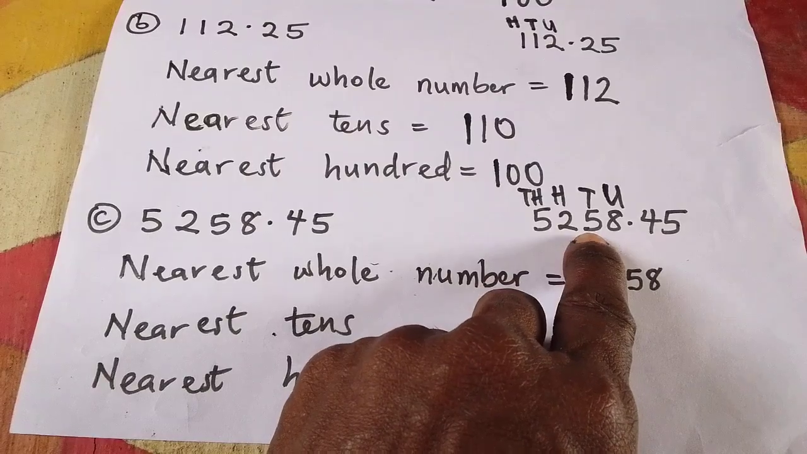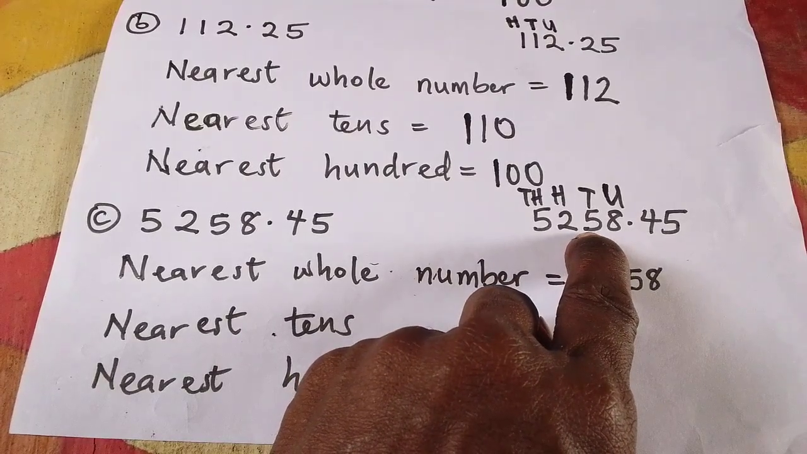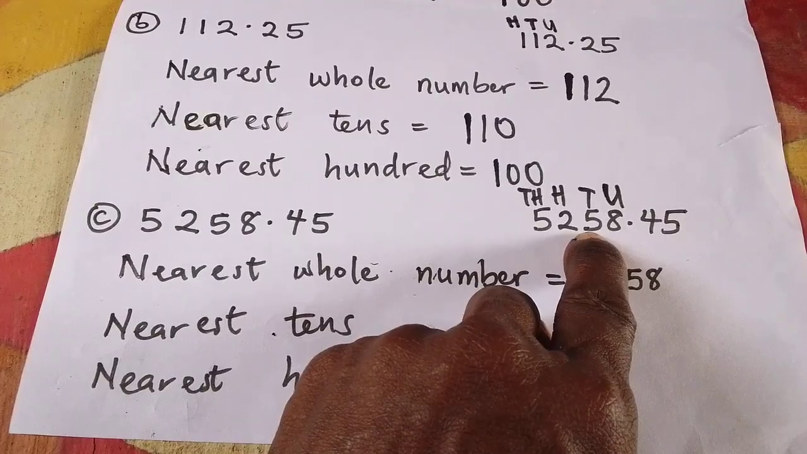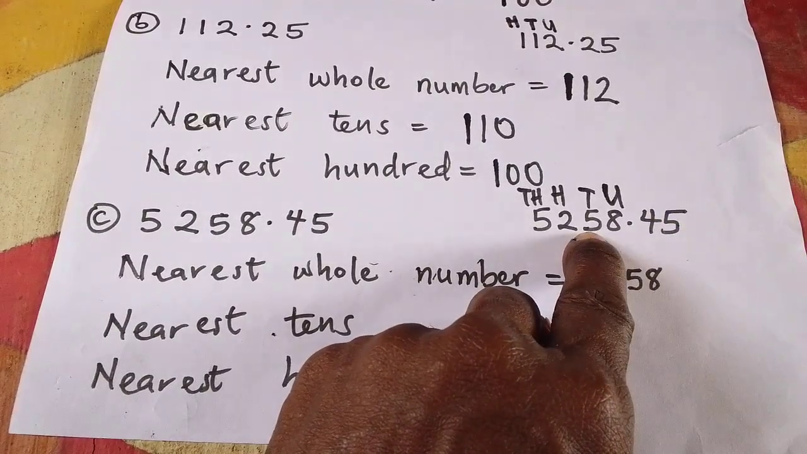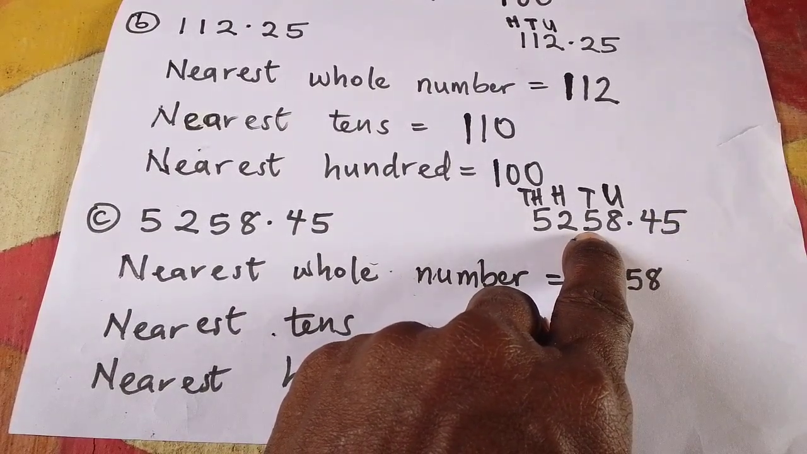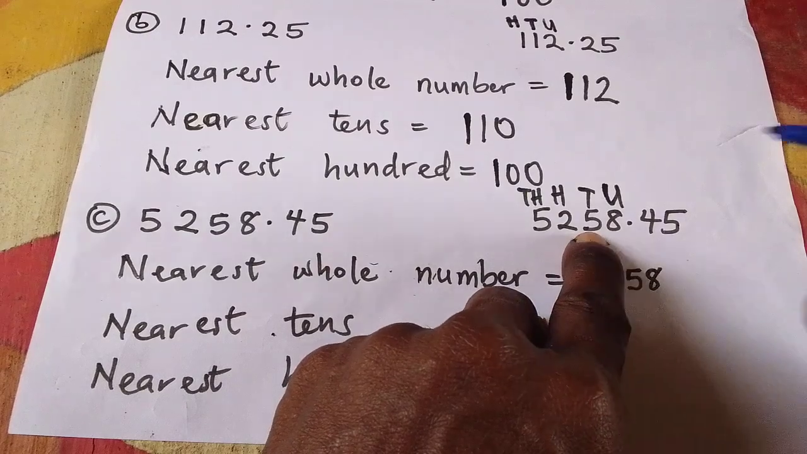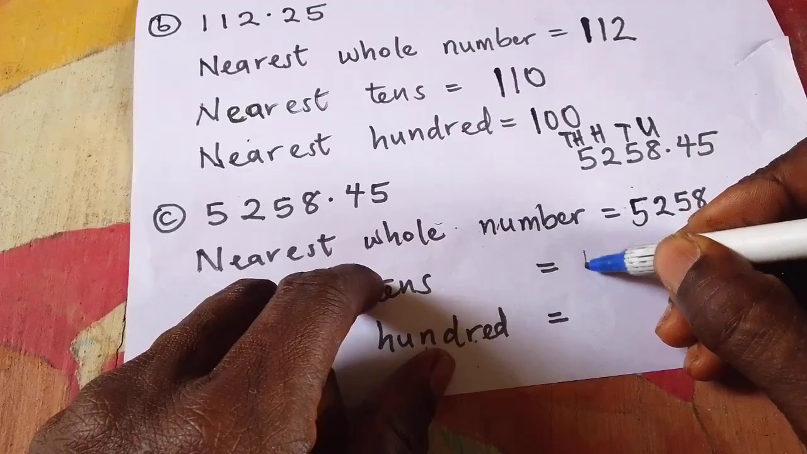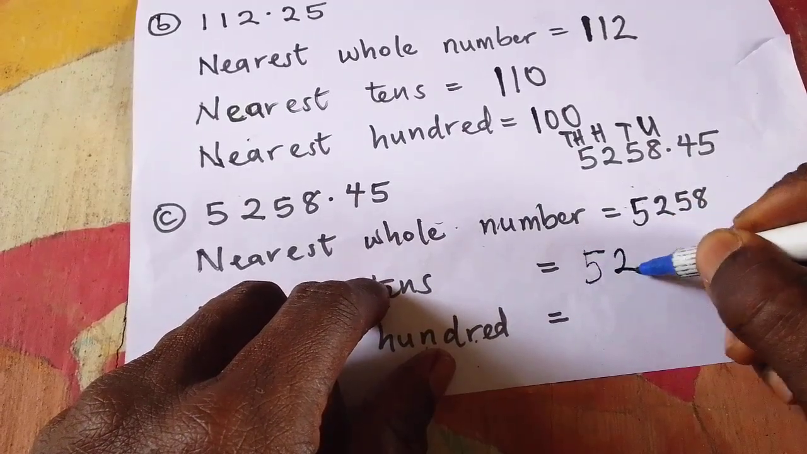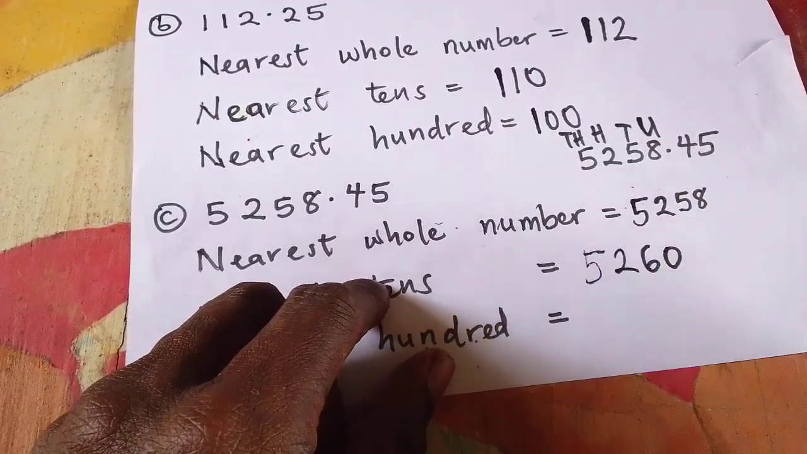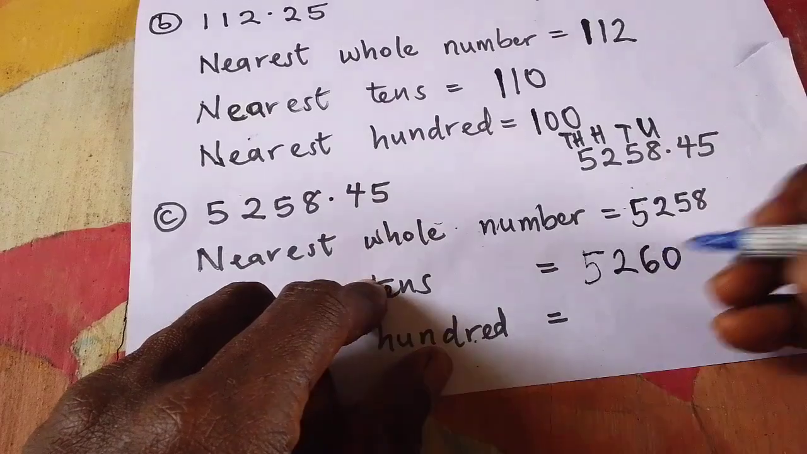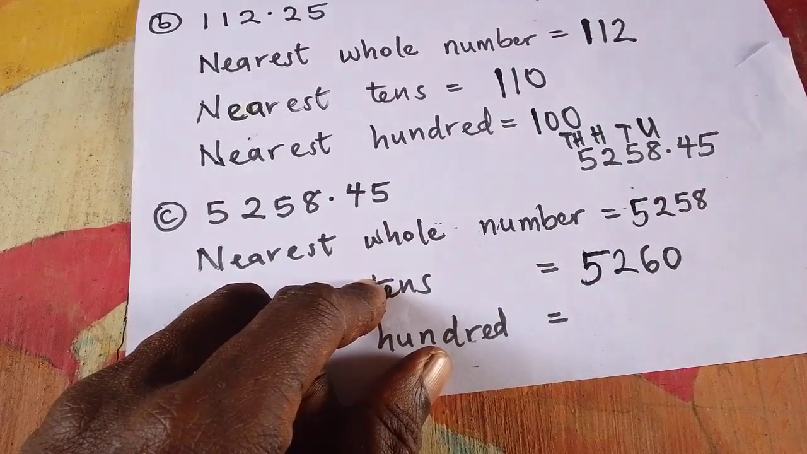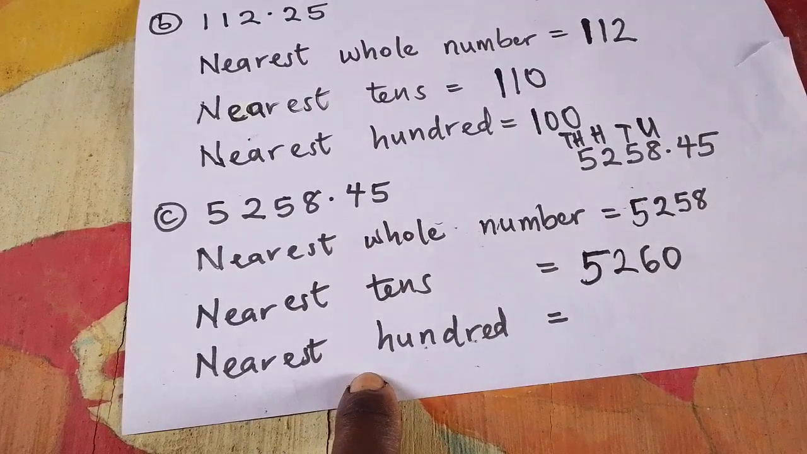Now, if I want to do it to the nearest tens, then under tens I'm having 5. The next number after this tens is 8. And 8 is more than 5. So if you are dealing with whole number, you turn it to 0. Before I turn this 8 to 0, I will now add 1 to this 5. So that means I will be having 5,260. Then you cut off the decimal. So I'm having 5,260 to the nearest tens.